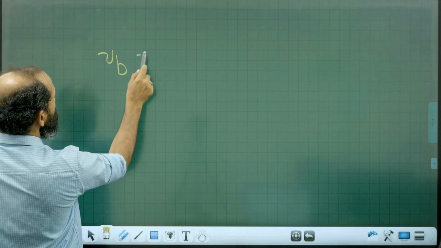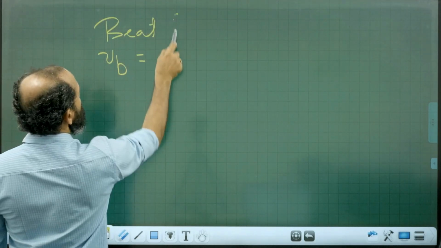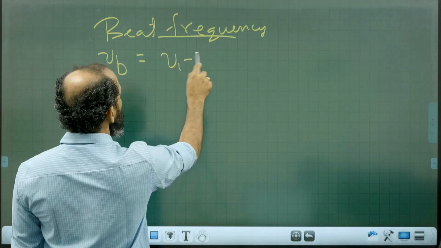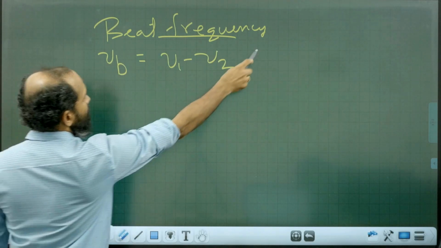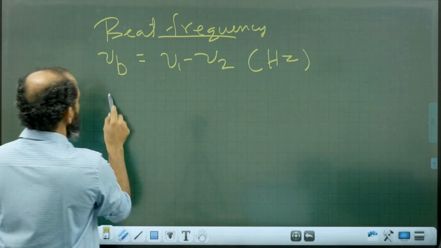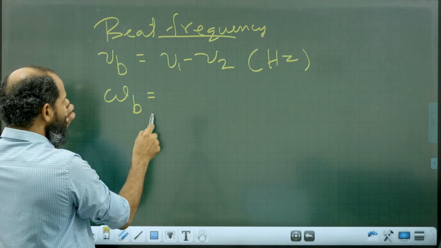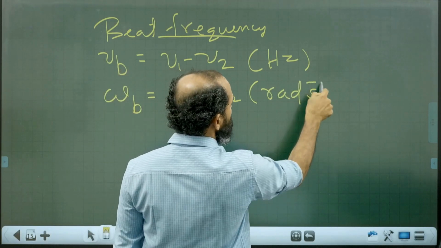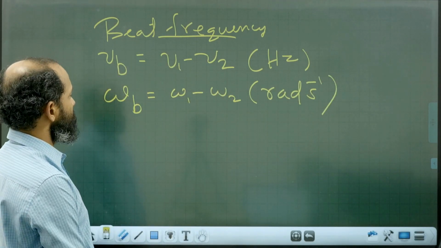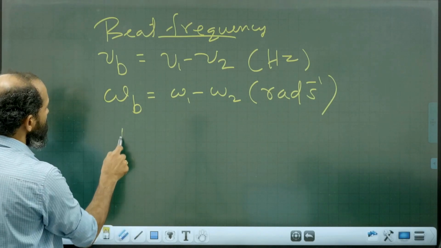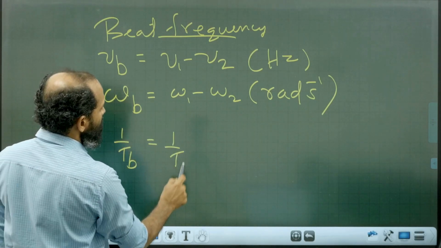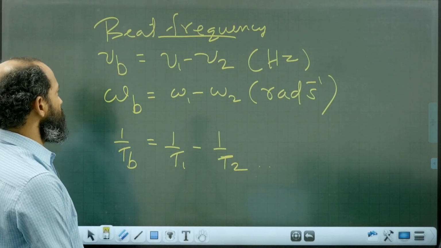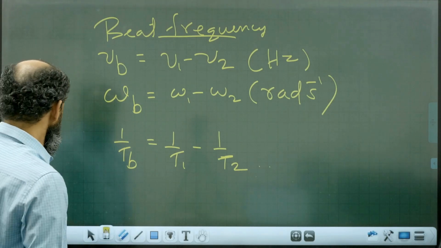So beat frequency, nu beat, is very important. Beat frequency nu beat is equal to nu 1 minus nu 2 in units of hertz. And angular frequency omega beat equals omega 1 minus omega 2, expressed in radian per second. That's very important. Then for beat period, 1 by T beat is equal to 1 by T1 minus 1 by T2. All these things are to be very well noted. That's beat frequency. One example.